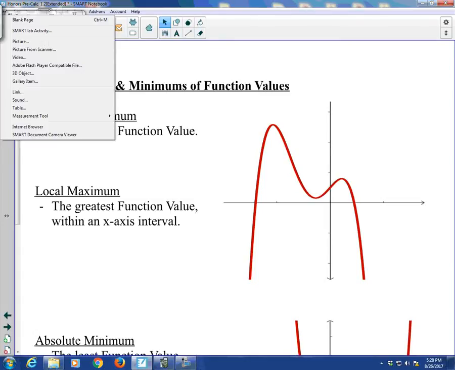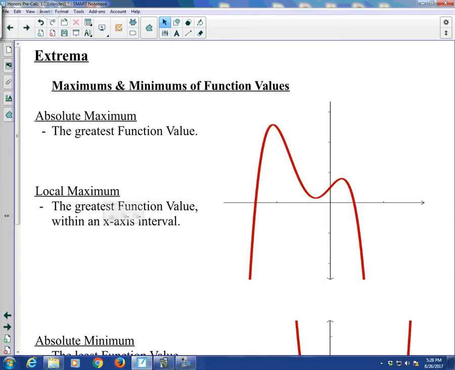Alright guys, so in this video we are going to be talking about trends and characteristics of function values that we see on the y-axis. And we're going to start by talking about extrema. Now we're going to say that extrema are the maxes and the mins of function values. We know that function values are the y values of the function. So really we're talking about the greatest and least y values that a function attains.